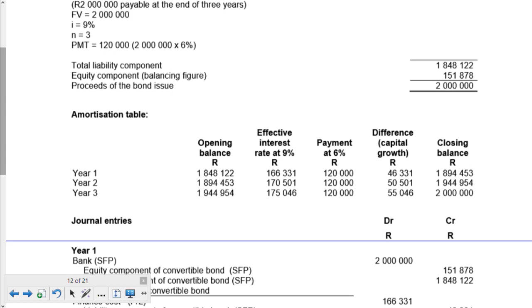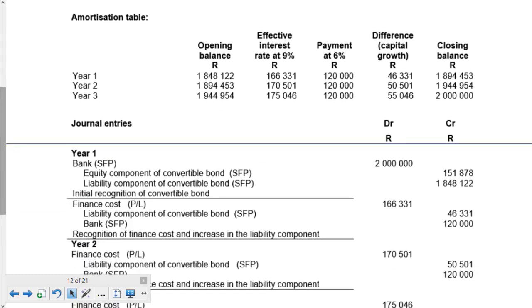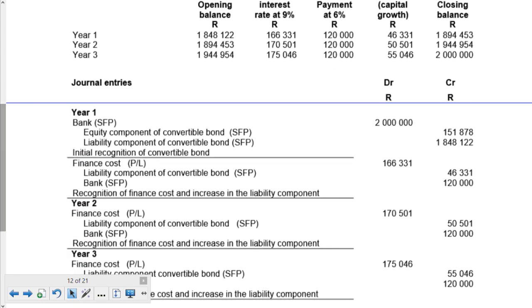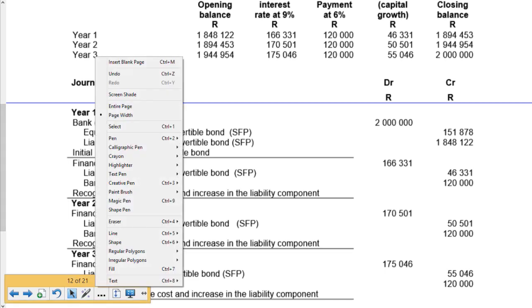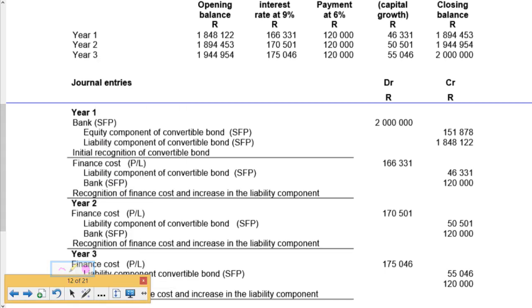Let's look at the journal entries. They're exactly the same journal entries that we did when we did the debenture. This is the one they like to ask, except for your first entry. Your first entry is, I've issued a bond, and I need to split liability and equity components. So here is the split: equity, liability, and back for the 2 million. Then the rest of it is the amort.